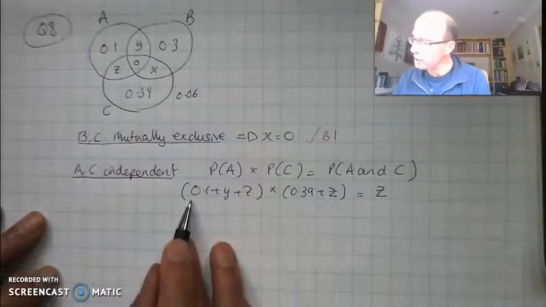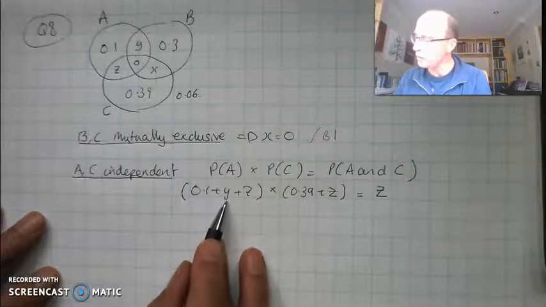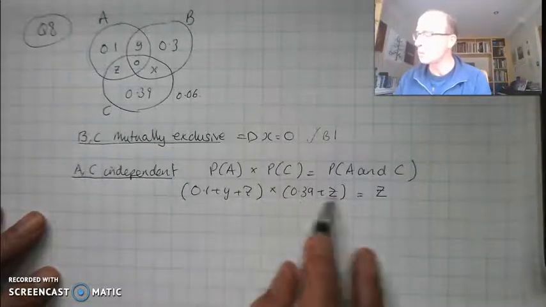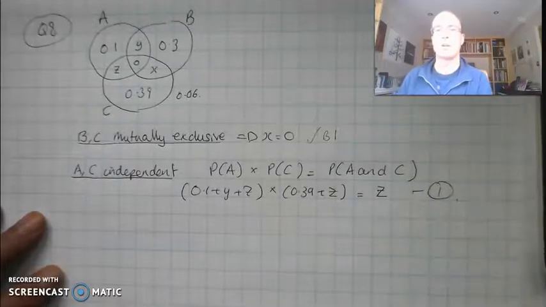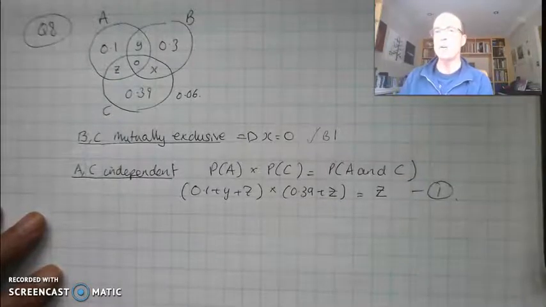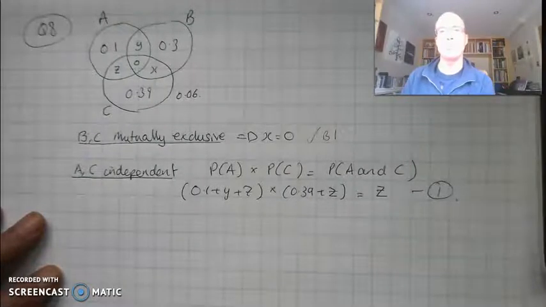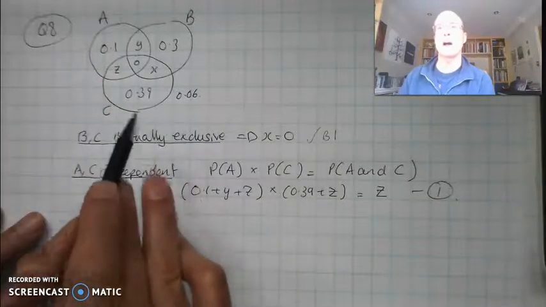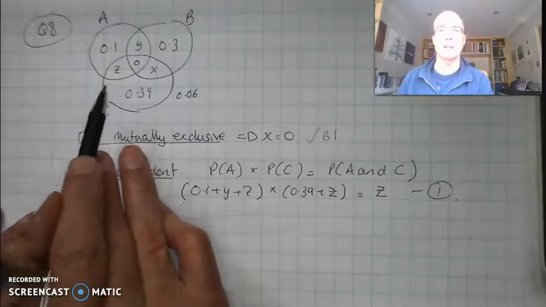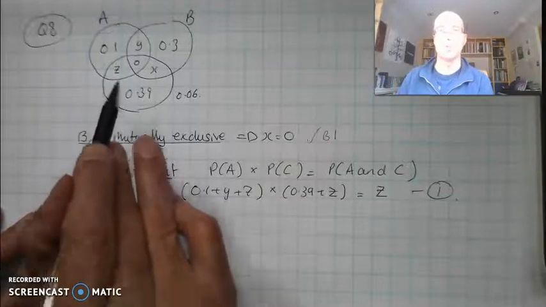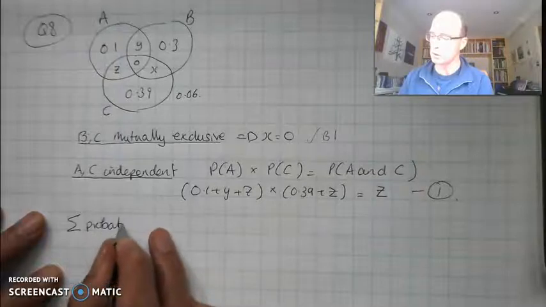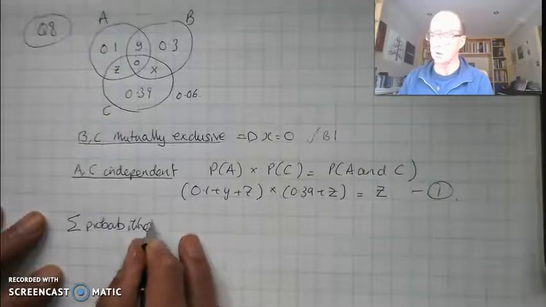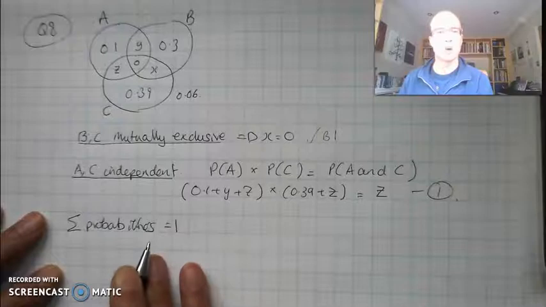So far I've got an equation. I've got two variables. I've got Y and Z. I've got some numbers. Can't solve that as it is on its own, but I'm going to number it up. Equation number 1. There's one other piece of information that has been implied by the questions. It's not stated specifically, but I've got a Venn diagram. I know that means that the probabilities in that diagram must add up to 1. So the sum of my probabilities equals 1.